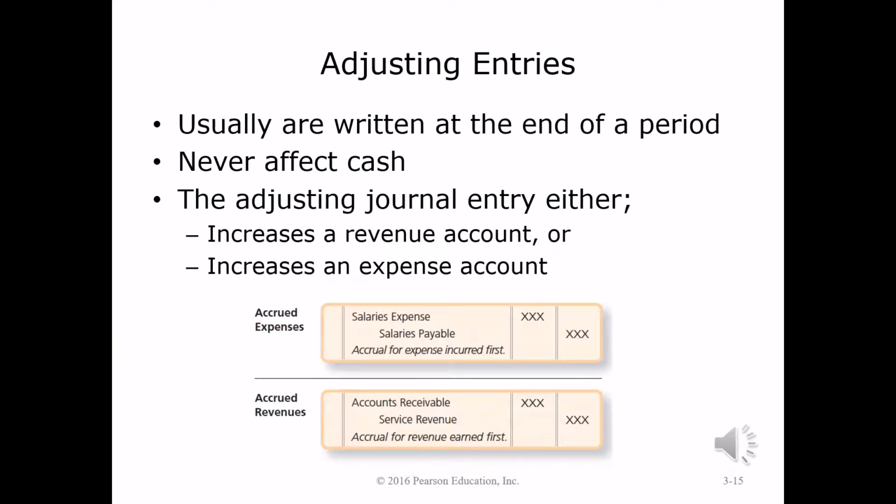Here are some guiding principles to think about as you are writing your journal entries to adjust revenue or expense. First of all, they're usually written at the very end of the period as an adjusting journal entry. Second, they never, ever, ever affect cash. And third, because we're always trying to get our revenue and our expenses correct so that our income statement is correct, we are always either adjusting a revenue account or an expense account.